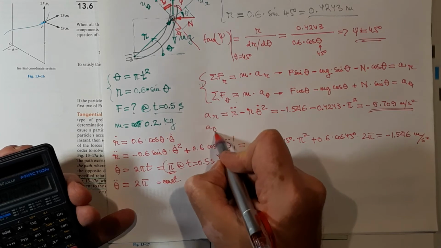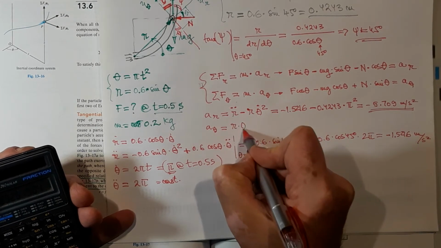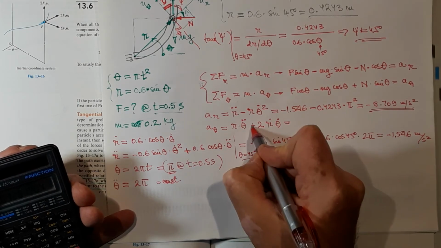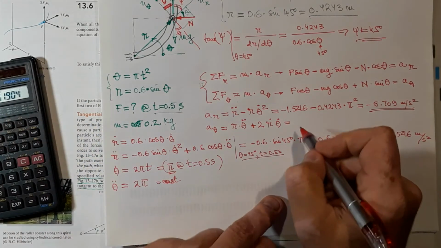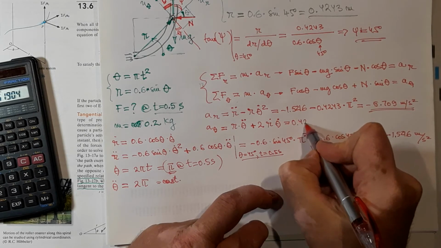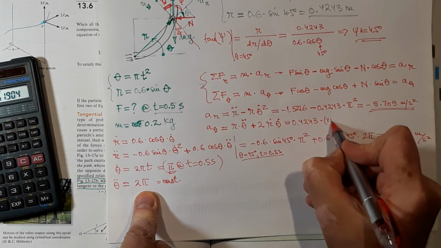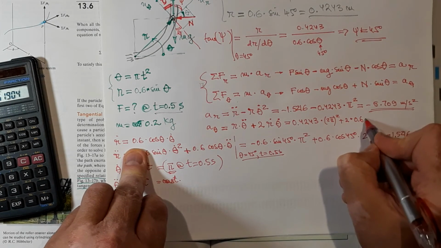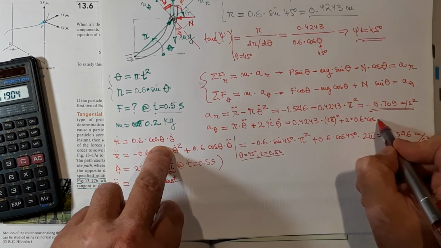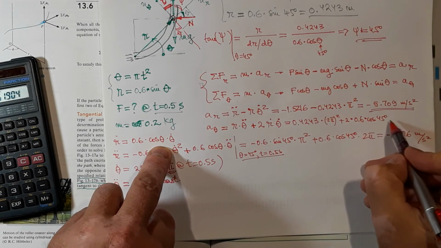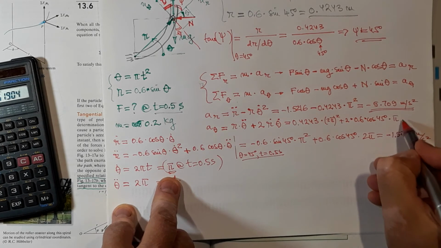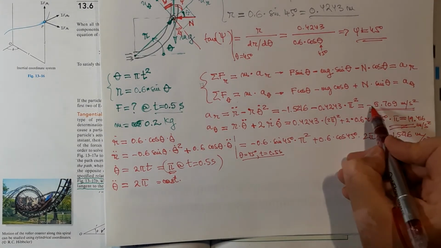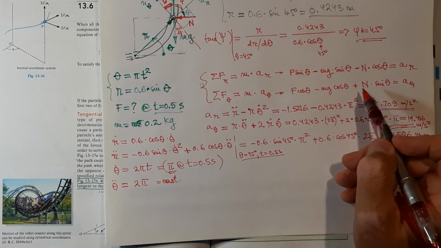For a_theta, this is r times theta double dot plus 2 times r dot times theta dot. So we have 0.4243 times 2 pi squared plus 2 times r dot, which is 0.6 times cosine at 45 degrees, and then times theta dot, that's pi. Okay, so let's see what that is. I'm pausing.